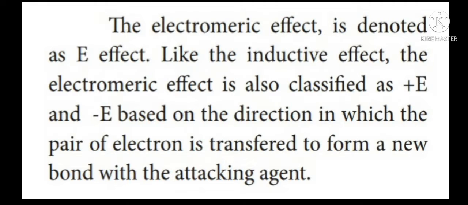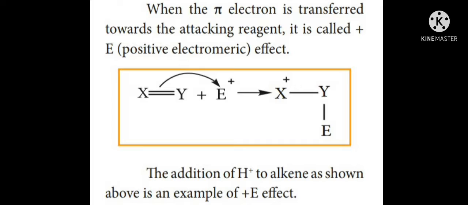Like inductive effect, the electromeric effect is also classified as plus C effect and minus C effect based on the direction in which the pair of electrons is transferred to form a new bond with the attacking agent. In this example, when a pi electron is transferred towards the attacking reagent, it is called plus C effect, that is positive electromeric effect. The addition of H+ to alkene is an example for plus C effect.